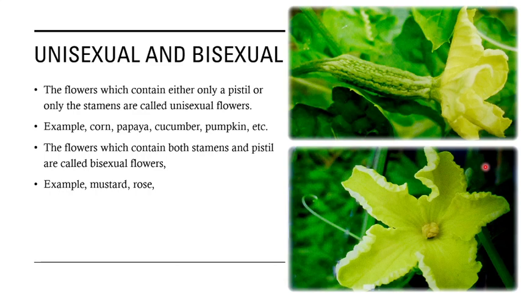The second one is bisexual flowers. The flowers which contain both stamens and pistil are called bisexual flowers. Examples: mustard, rose, hibiscus, China rose, etc. Another example is lady's finger. Many more examples are there. This type of flower is called a bisexual flower.